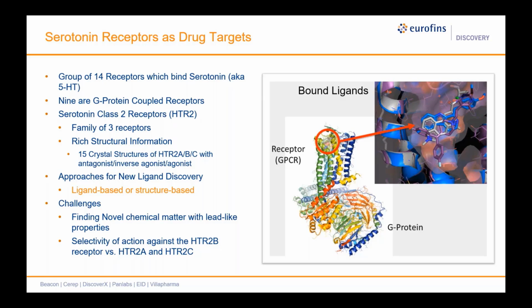So our approaches for new ligand discovery are going to be using ligand-based or structure-based approaches to discover new ligands. Now, we're blessed with all this structural information. However, there are challenges. Because this is a well-studied class of receptors, finding novel chemical matter with lead-like properties is going to be hard. In addition, these receptors are highly homologous, so getting selectivity of action against the 5-HT2B receptor versus the 2A and 2C receptors is going to be important as well.